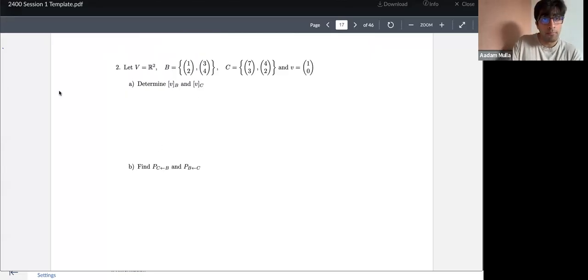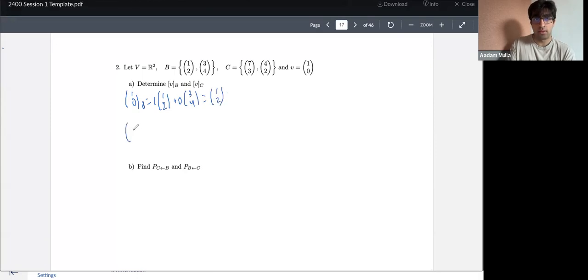Okay, so determine V, the representation of V in B. So we know V is 1, 0, so we're looking for 1, 0 in B. Remember, what does that mean? It means you take 1 times the first basis vector of B plus 0 times the second basis vector of B. And that gives us 1, 2.